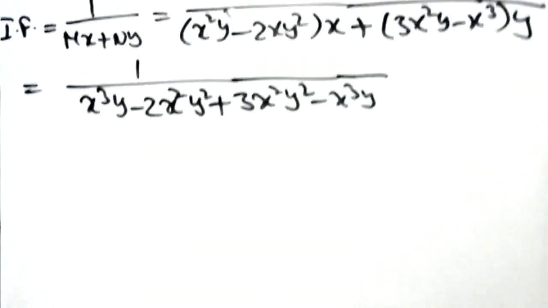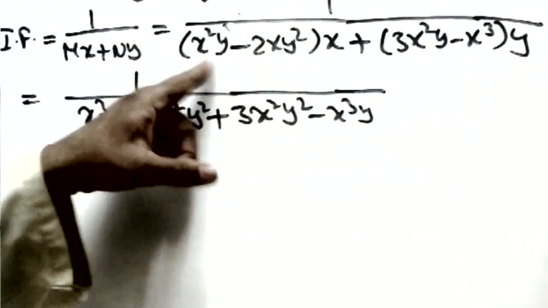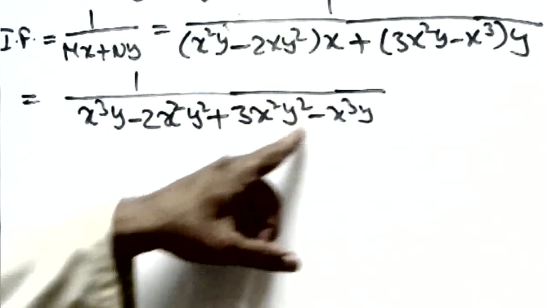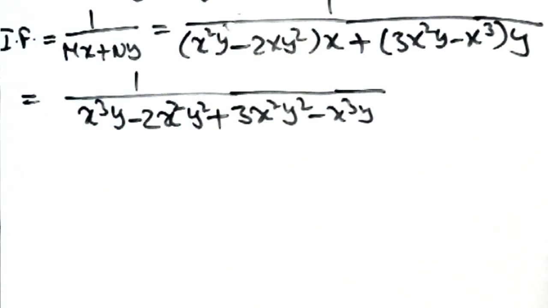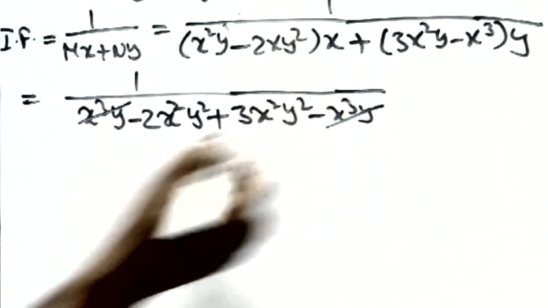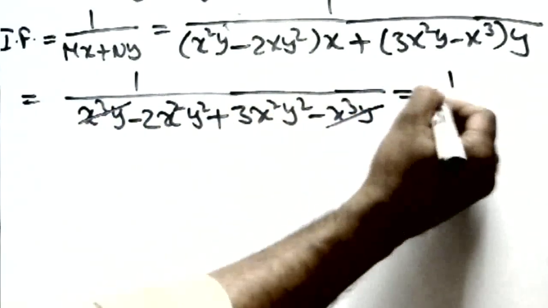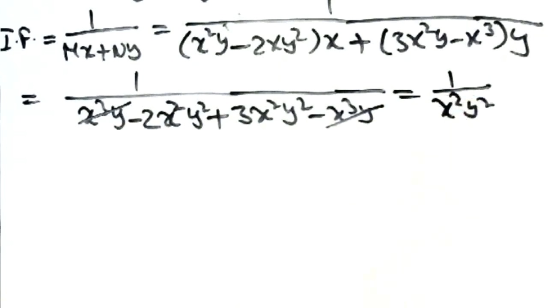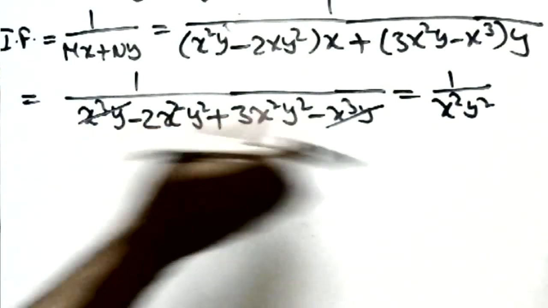Sorry. Now see here once more. This is x cube y minus 2x square y square plus 3x square y square minus x cube y. So let me solve this. Plus 3x cube y minus, cancel. What is left here? 1 by 3 minus 2, 1x square y square is x square y square.